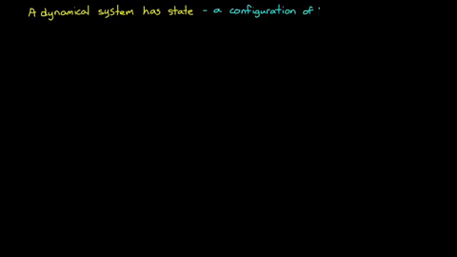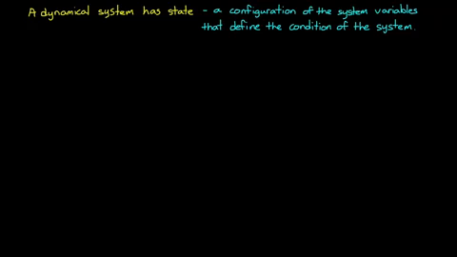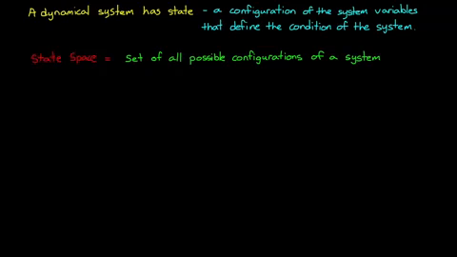At any moment in time, a dynamical system has a state. That is, a particular configuration of system variables that define the condition of the system: position, velocity, voltage, and so on. And this set of all possible configurations that a system can be in is called the state space. This is every single orientation, motion, and condition that a system can experience.